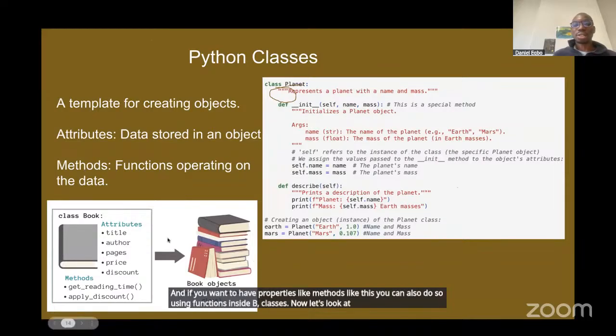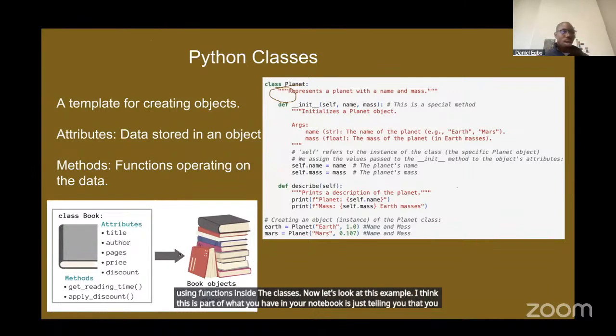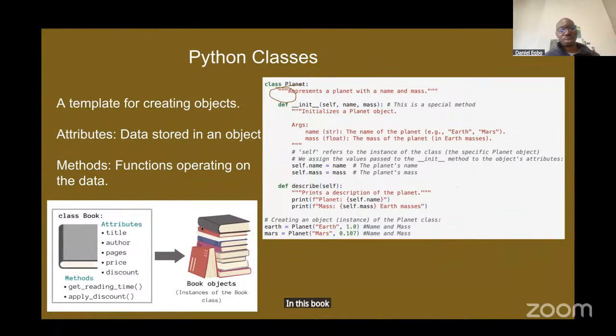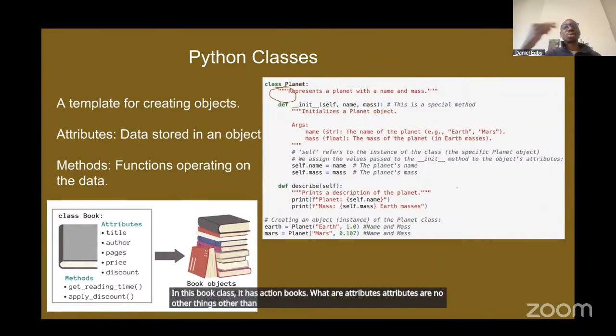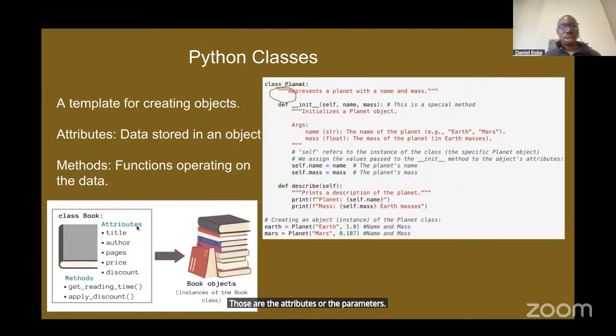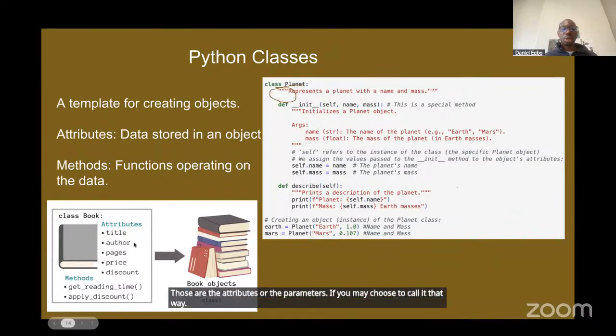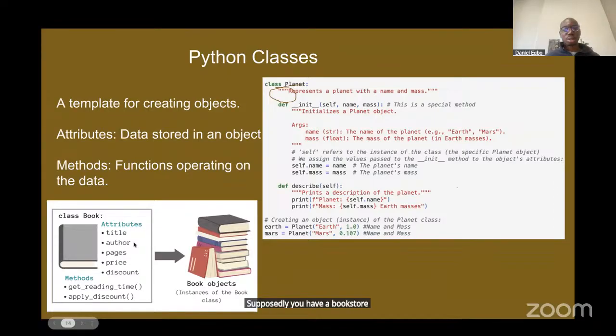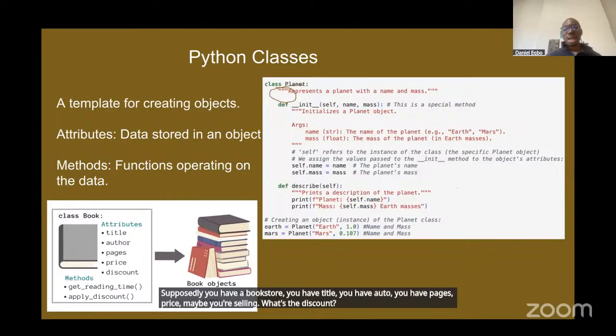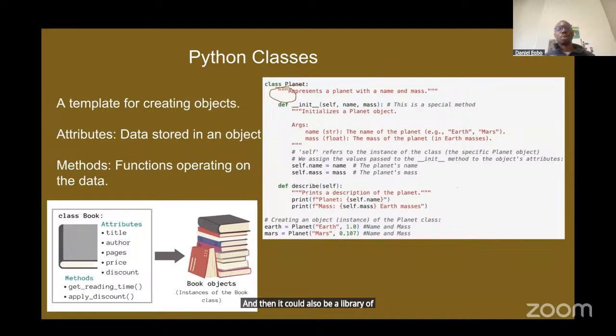Now let's look at this example. I think this is part of what you have in your notebook. It is just telling you that you have a book class. In this book class, it has attributes. What are attributes? Attributes are nothing other than the variables that you have defined inside the class. Those are the attributes or the parameters, if you may choose to call it that. Supposedly you have a bookstore, you have title, author, pages, price, maybe the discount. And then it could also be a library where people can come, hire a book and read, and the rest of them.